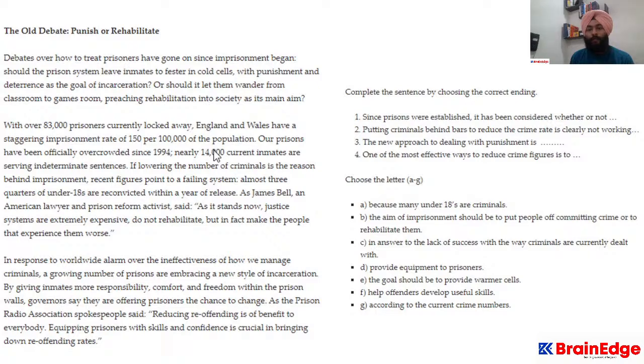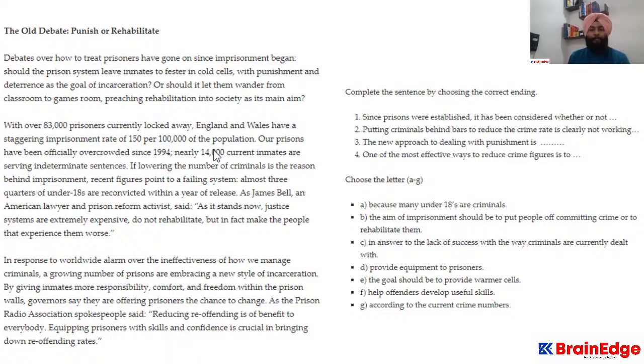Point to, according to. Recent figures, recent, current, figures, numbers. This is the answer. Fine. Let's jump on to the next question.